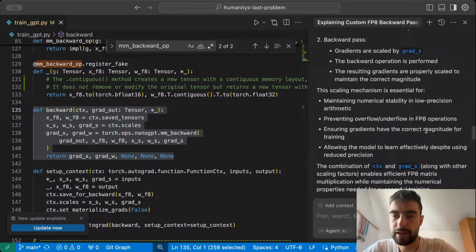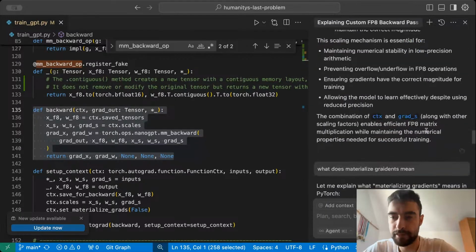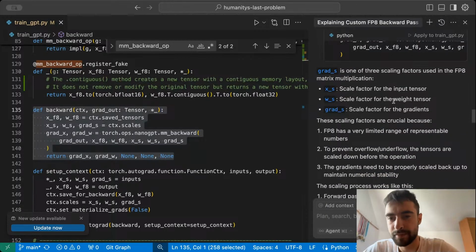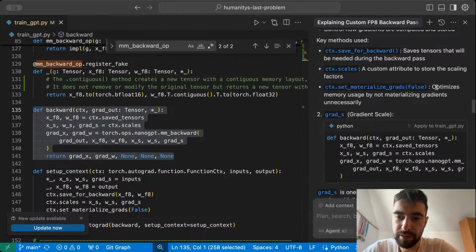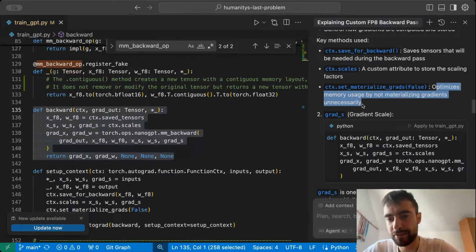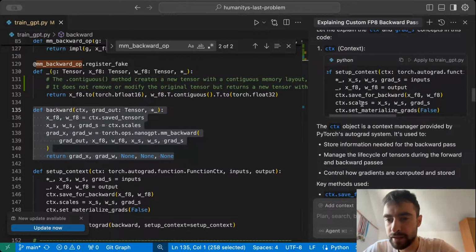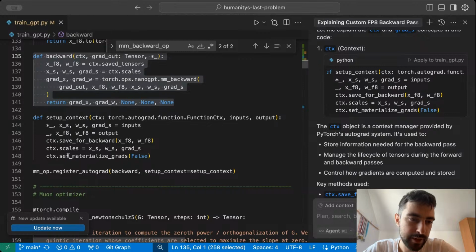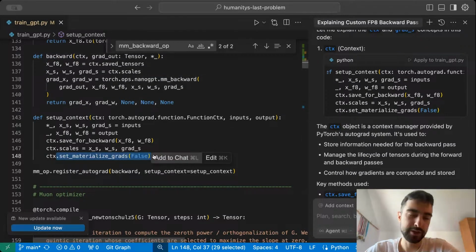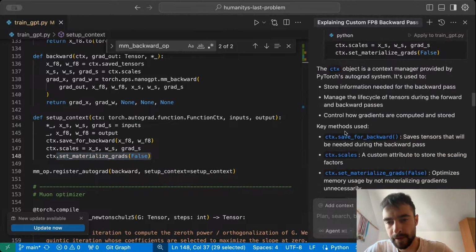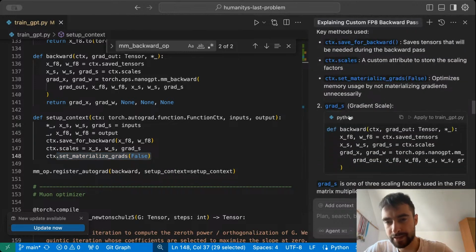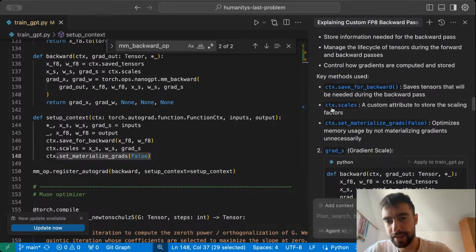Okay. We can go back now. But did it explain grad S? Yeah. First, let's finish context. Okay. Optimizes memory usage by not materializing gradients unnecessarily. Here, context set materialize grads false. So just keep the graph, not the gradient value. So I think that's it. Okay, let's check gradient scale.